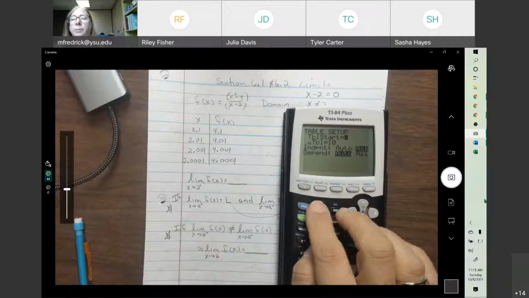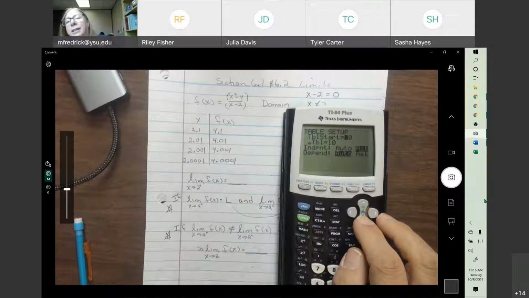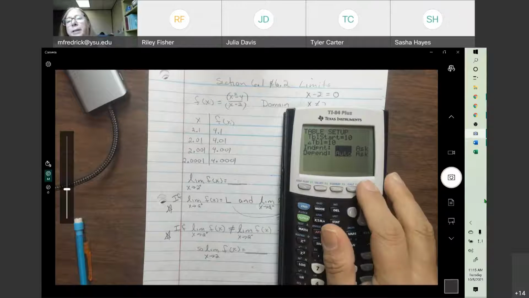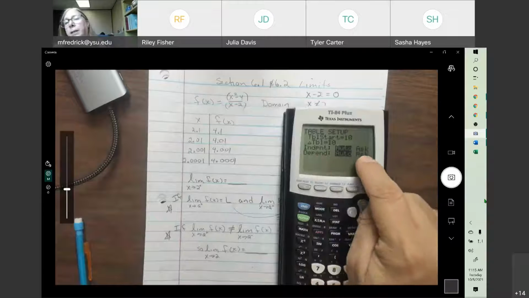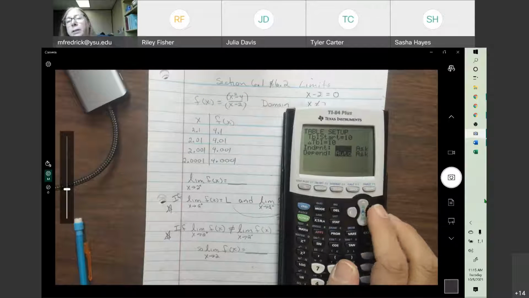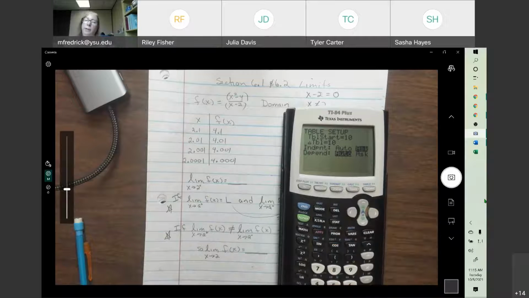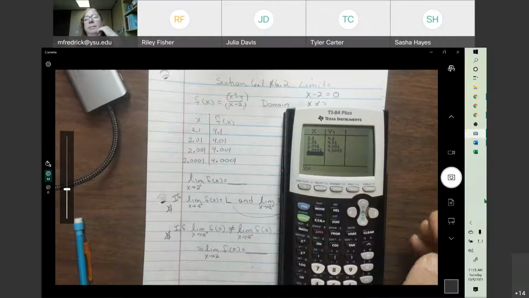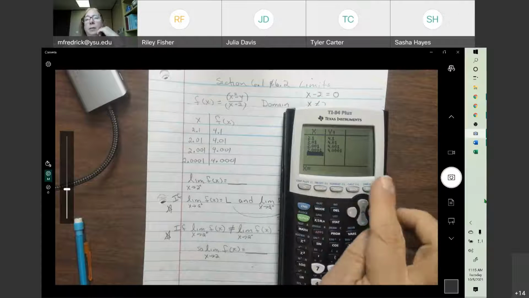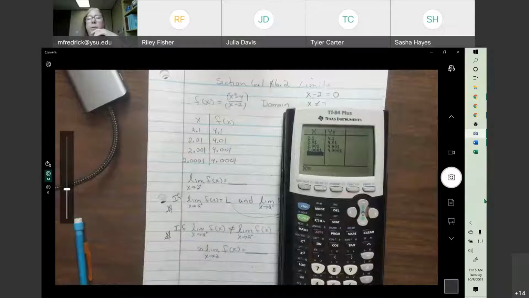Second, table set. So what's happening is it looks like this. What you want to do is make the independent variable ask. That way it wants you to enter it instead of doing it automatically. Okay, I got it. Good. So then go back to your table and it should let you plug those in. You type the number and then hit enter.